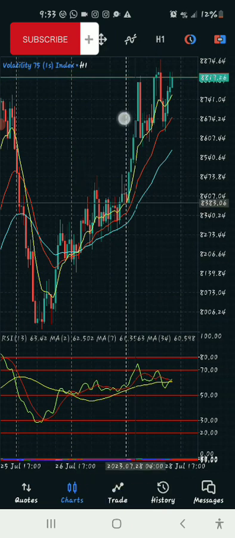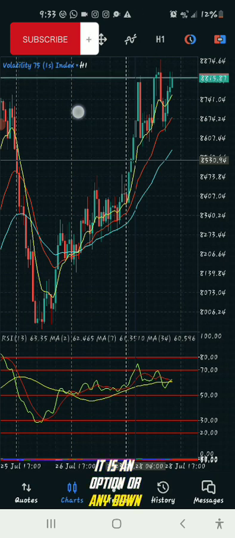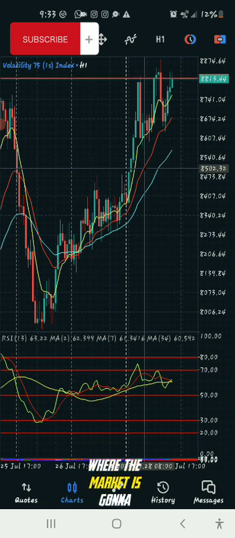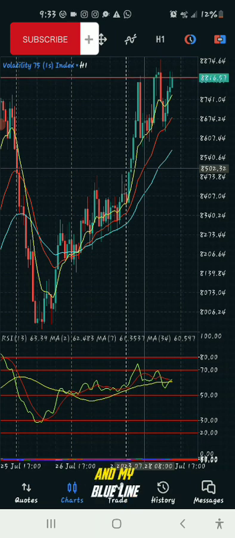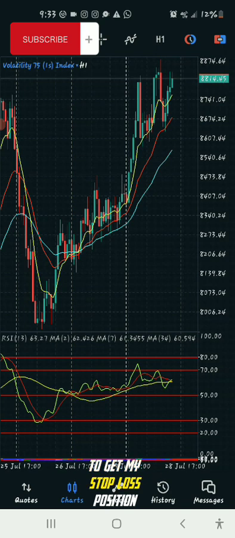So, the yellow line I use to identify my trend, if the market is in an uptrend or in a downtrend. The red line I use to check for my rejections, where the market is going to reject from on my lower time frame, and my blue line I use for my stop loss, to get my stop loss position.